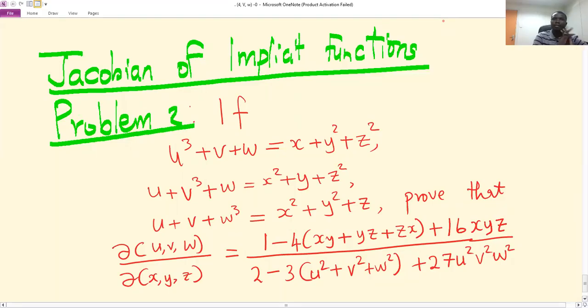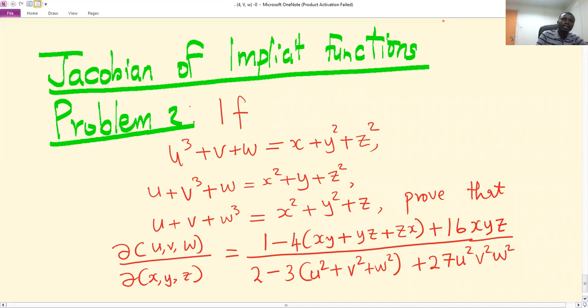Welcome to this session. In this session, we are going to do the second problem on Jacobian of implicit functions. So we have u cubed plus v plus w equals x plus y squared plus z squared. And then u plus v cubed plus w equals x squared plus y plus z squared. And lastly, u plus v plus w cubed equals x squared plus y squared plus z.